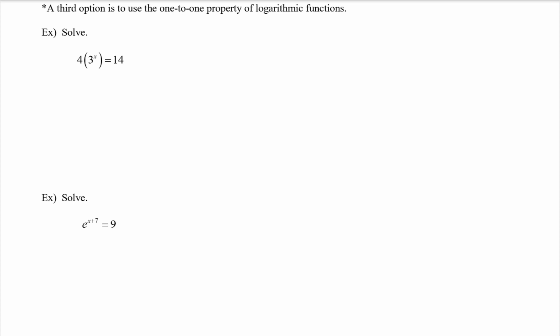Notice I've got those same two equations that we just solved. I've got them again because I'm going to show you a third way you could solve these. And then that way you have some choice about what makes the most sense to you when you go to do this. So same two equations, 4 times 3 to the x equals 14. I could divide by 4 again.